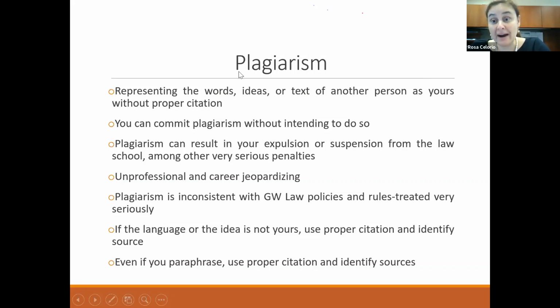And remember, if the language or the idea is not yours, use proper citation and identify the source. And this is even if you paraphrase. I always tell students, a lot of students paraphrase and they think that because they're paraphrasing, they don't have to quote or cite. It is very important to still quote and cite and identify sources. And if in doubt, it's always good to use a quote and to identify sources, okay?